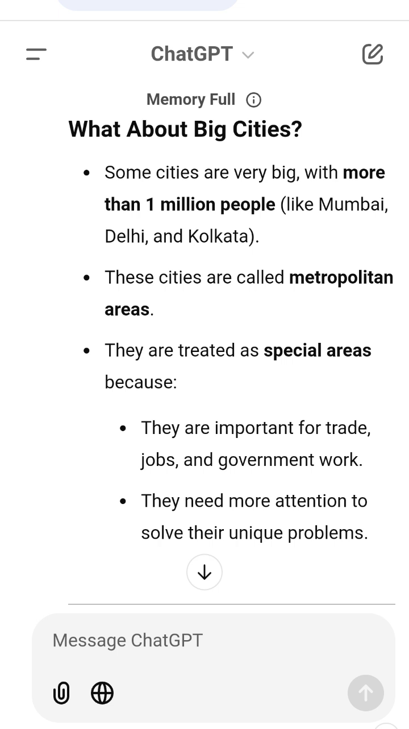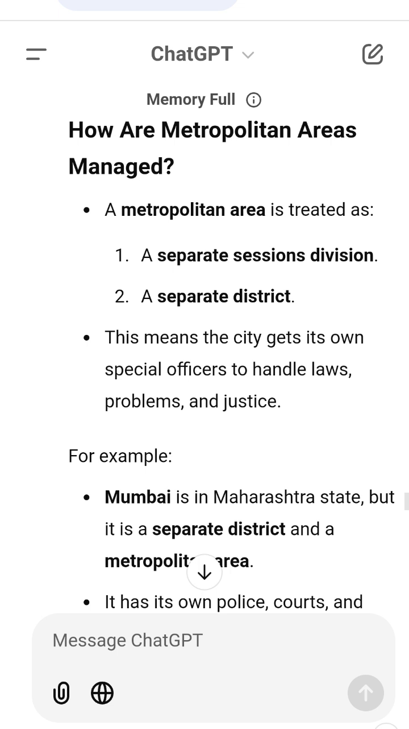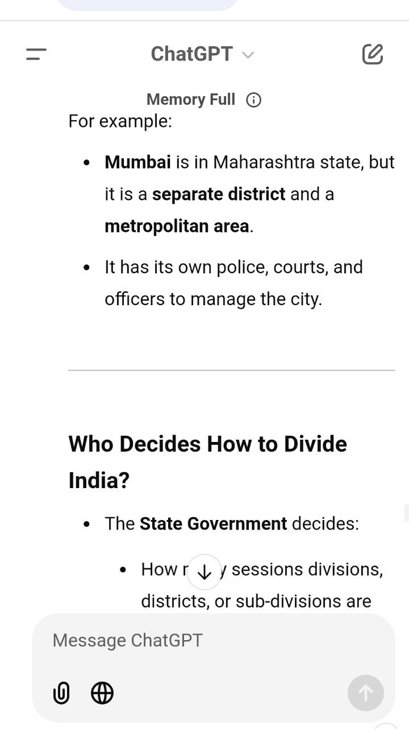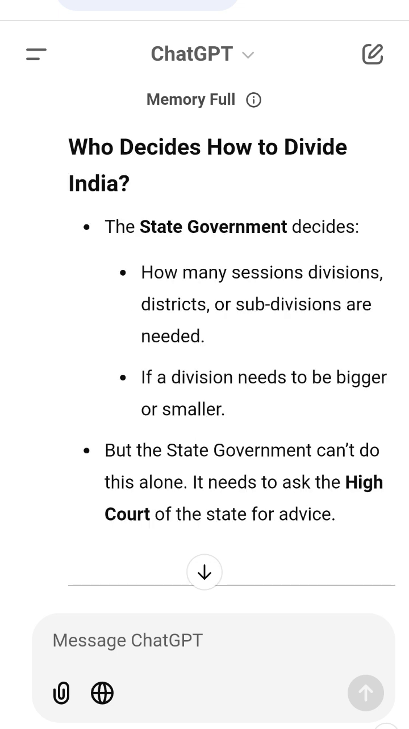Example to understand better. Let's imagine 1. India is a big school. The school has many students, so the principal divides the school into smaller groups. 2. States are like classes. Each state is like a class, class 1, class 2, etc. Every class has its own teacher, the state government.